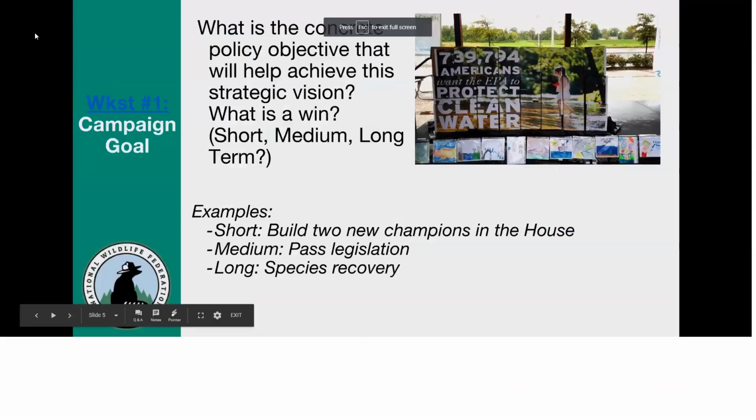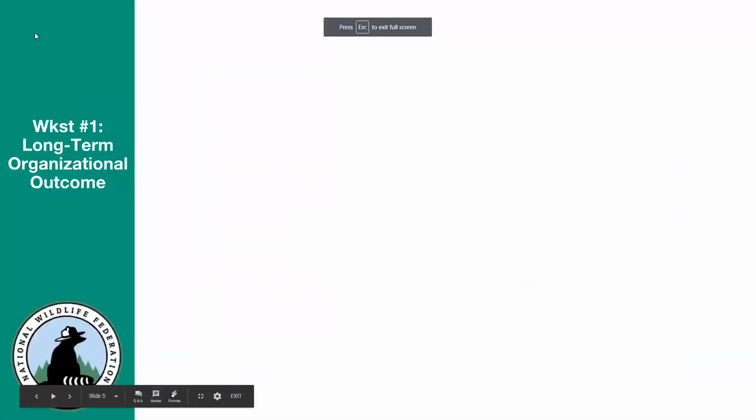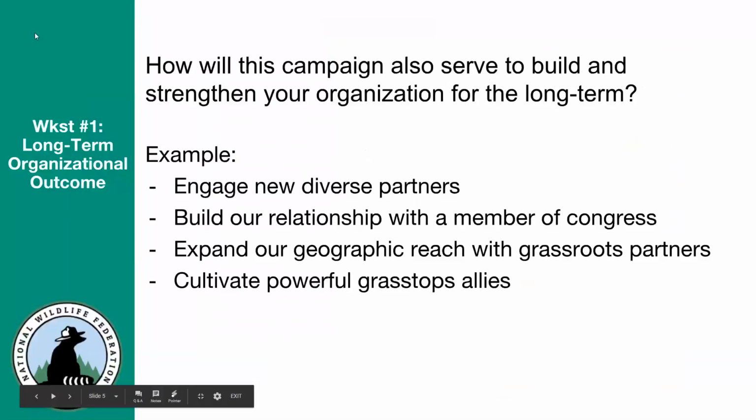The second piece on the worksheet, which the worksheet walks you through, is a long-term organizational outcome. So for NWF staff, one of the things you should ask is, does this campaign align with our strategic plan? This is a good moment to realize this, in one of the first conversations you're having. You don't want to figure out it doesn't align with our strategic plan after you've already finished planning your campaign. For the most part, this isn't a problem.